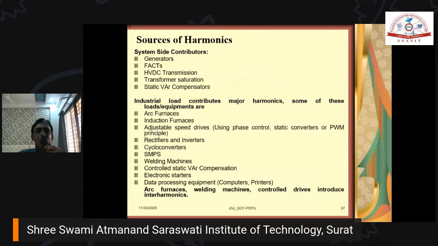Now the next topic: what are the sources or causes of harmonics? If we talk about the system side contributors, who is responsible for the harmonics? Generators, then FACTS devices. You already studied the different FACTS controllers, shunt and series. Maybe SVC, STATCOM, these are the shunt ones, then TCSC and UPFC. All FACTS controllers are responsible for harmonics because we are using power electronics. Wherever electronics comes in, it means harmonics.